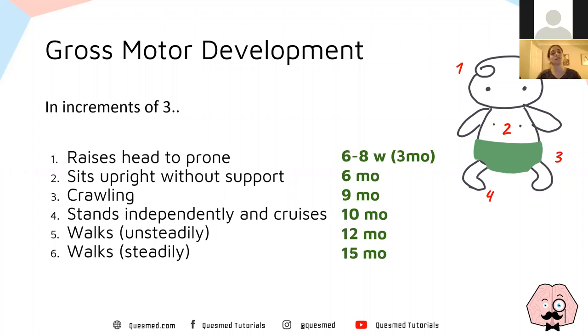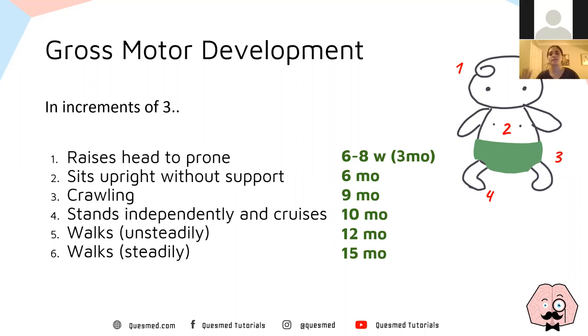Then we move to the knees and the hip girdle region, so they can crawl, and that's expected at about 9 months. And once all of these are achieved, a child will be able to start walking. So a 10-month-old might stand and cruise around furniture, so hold on to things and walk, or hold on to a parent's hand and just stand up. And at 12 months, they should be walking, and at 15 months, they should walk pretty well.